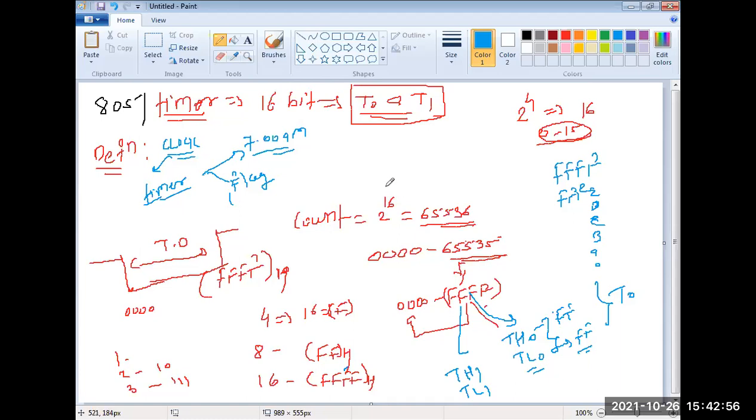Did you understand why we took 16 here? Size of the timer. That's why 2 raised to 16 becomes 65,536. But I'm subtracting one because I'm starting from 0. That's why 0 to 65,535. And that is nothing but this value in hexadecimal. This is the decimal value, and this is the hex format, H.